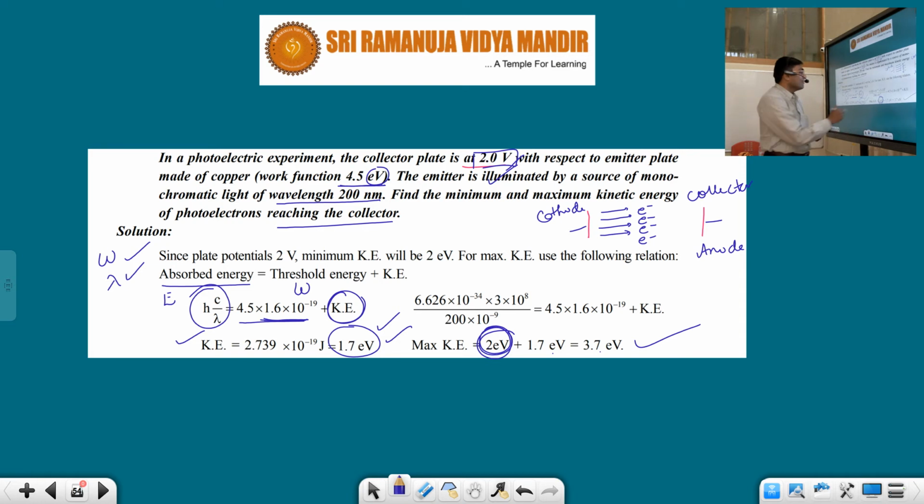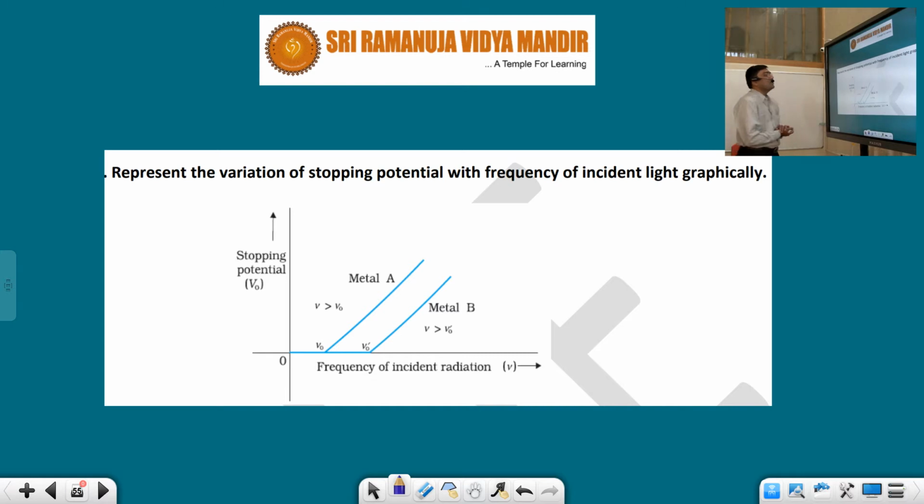So I hope you understood. This 1.7 will be with stopping potential. This 3.7 will be without stopping potential. That means you have to add this here. So I hope you are very clear about this. This type of questions also will be coming in the examination.